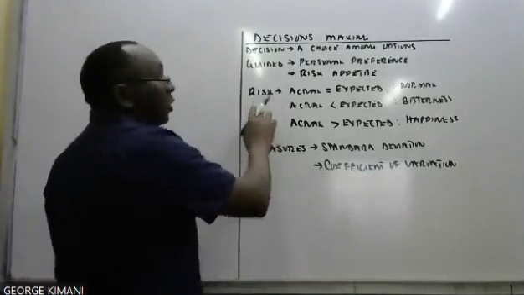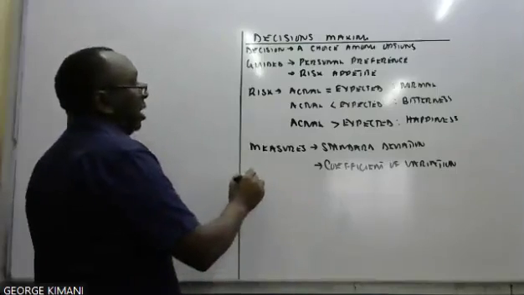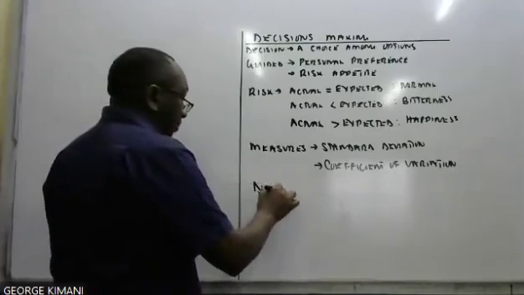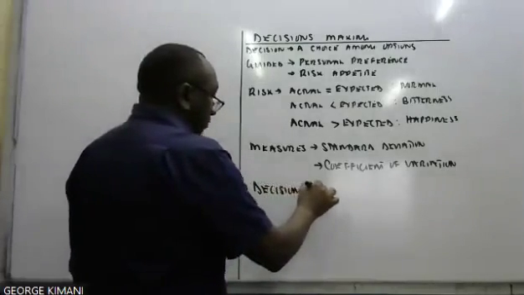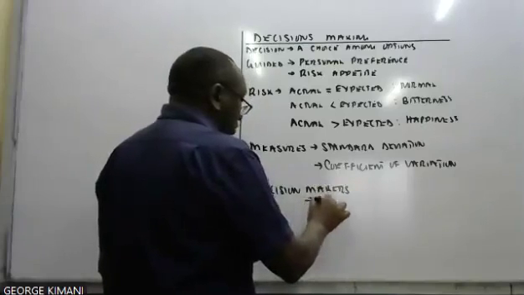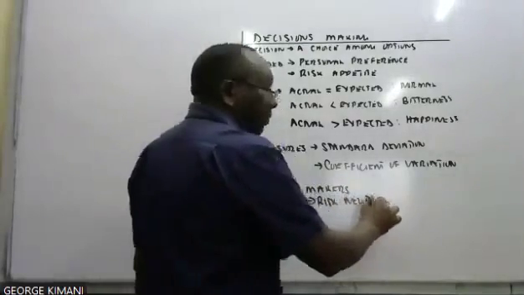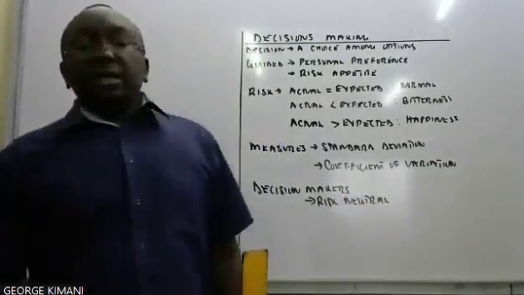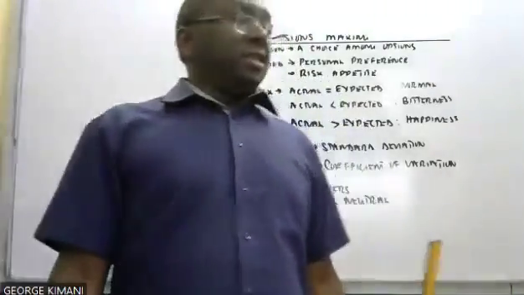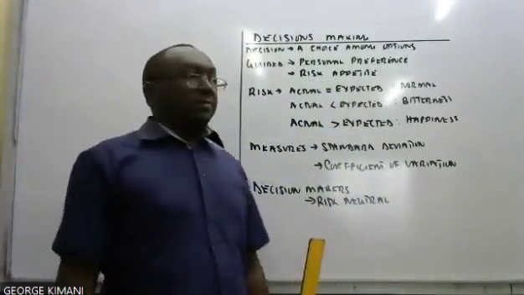Now, in regard to how we receive risk, decision makers are classified into three. The first group is called risk neutral. Now, these are decision makers who do not consider risk. They just work with averages. They don't care, so to put it.